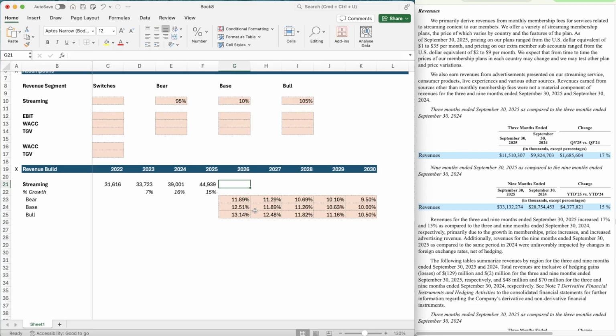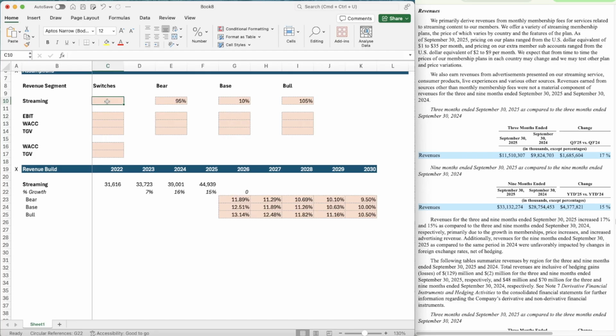Now, to be able to flick through these different growth rates, we go into the cell on the growth rate for the forecasted revenues, and we just go equals, and we use the OFFSET function. The first thing we do is select the cell that we're in, G22 for me, then comma, and we select the switch, comma 0, close brackets. And then you just lock the switch in.